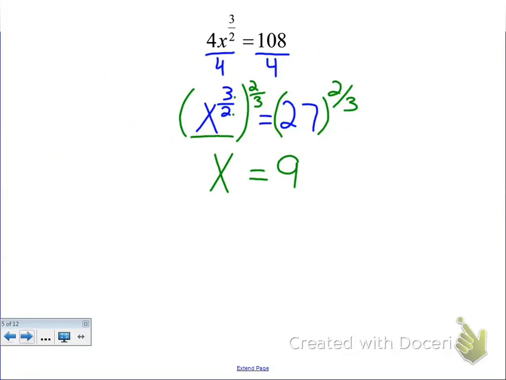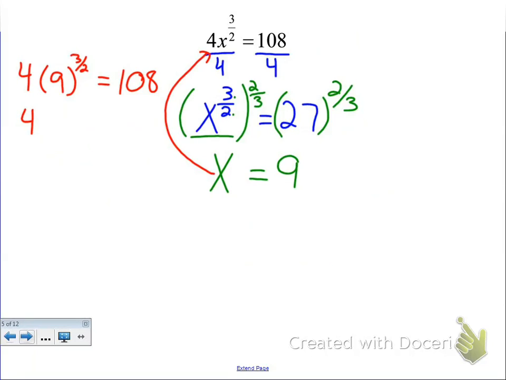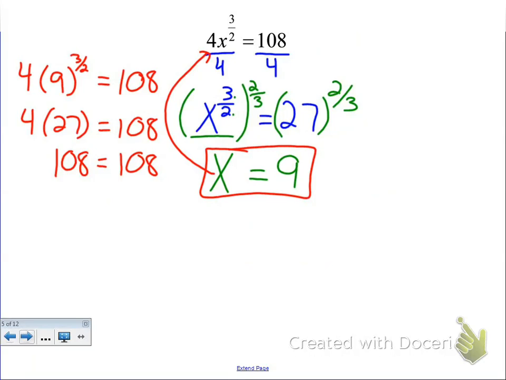Nope, not quite yet. We go back and we check ourselves. So we have 4 times 9 to the 3/2 equals 108. What is 9 to the 3/2 power, you ask yourself? Well, the square root of 9 is 3. 3 cubed is 27. And then 4 times 27 is 108. And does 108 equal 108? Yes, it does. So x equals 9.